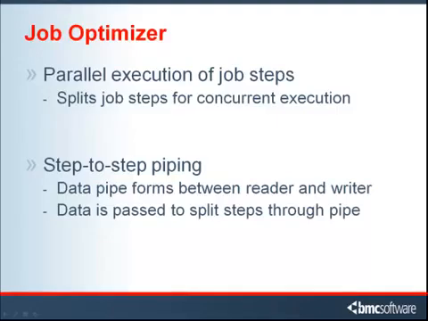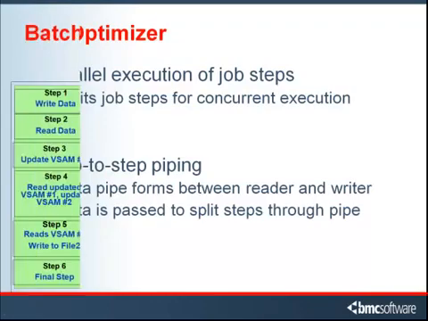Step-to-step piping enables parallel steps to execute when step 1 writes and step 2 reads the same file. A data pipe is a buffer in memory that data is written to. Because the reading program reads directly from the pipe, no I/O is required. When the writing program finishes, the reader program also finishes. Job Optimizer splits job steps for piping and concurrent execution based on history and policy definitions that you define.